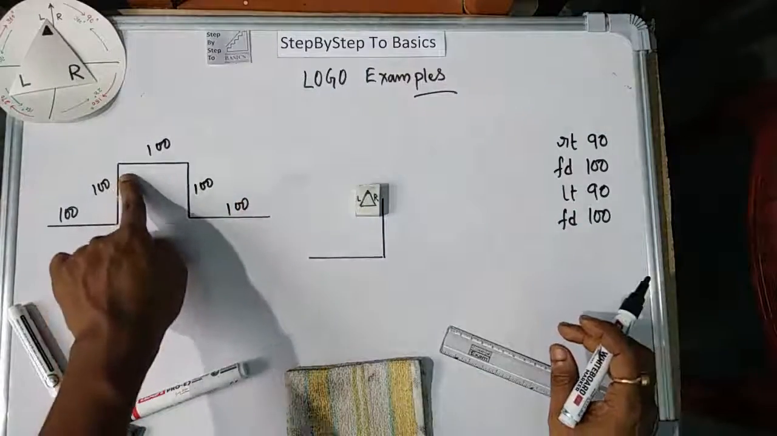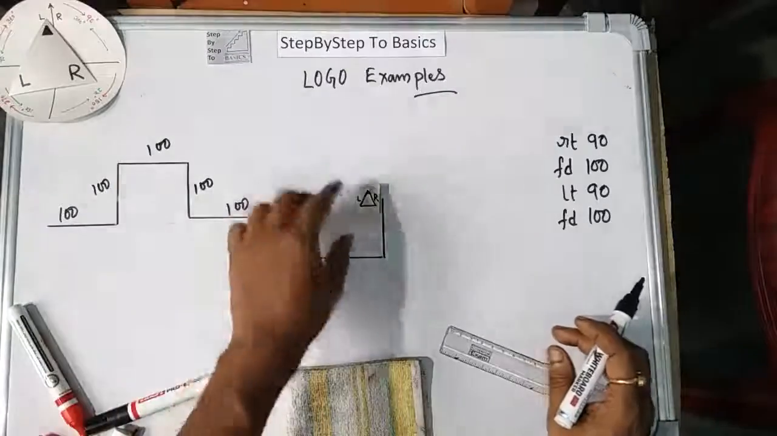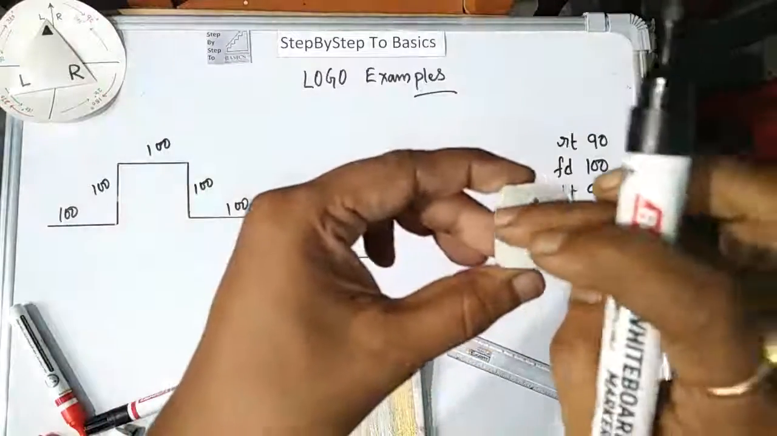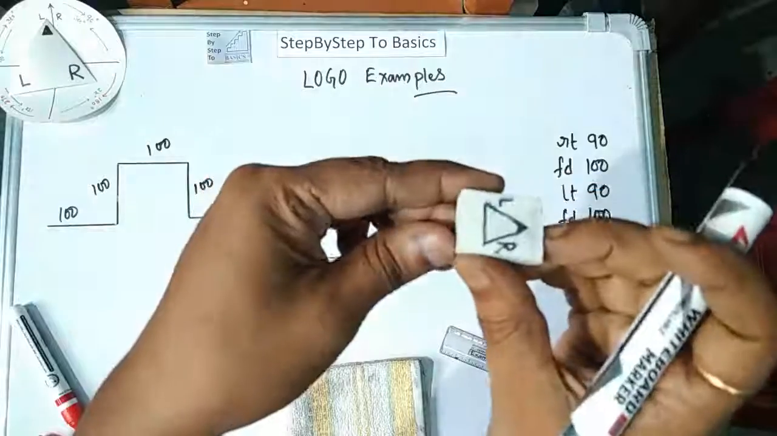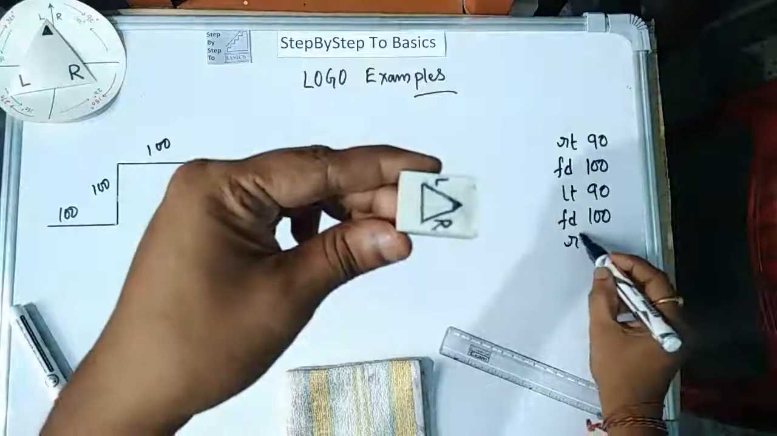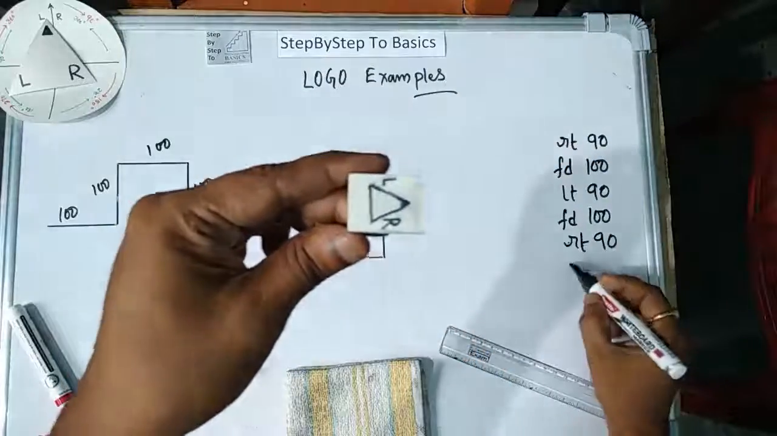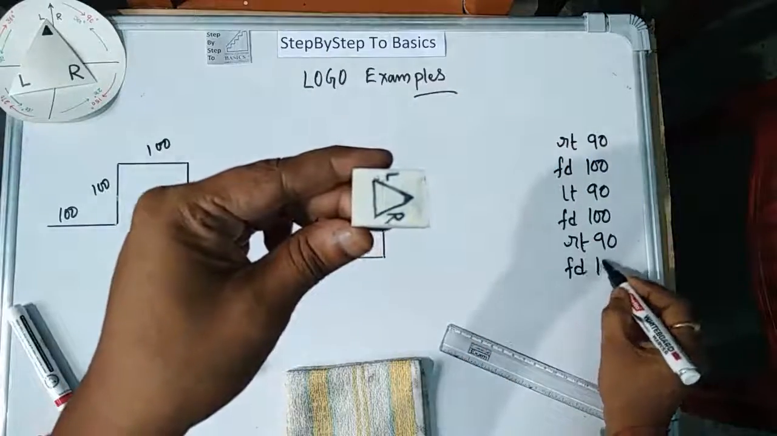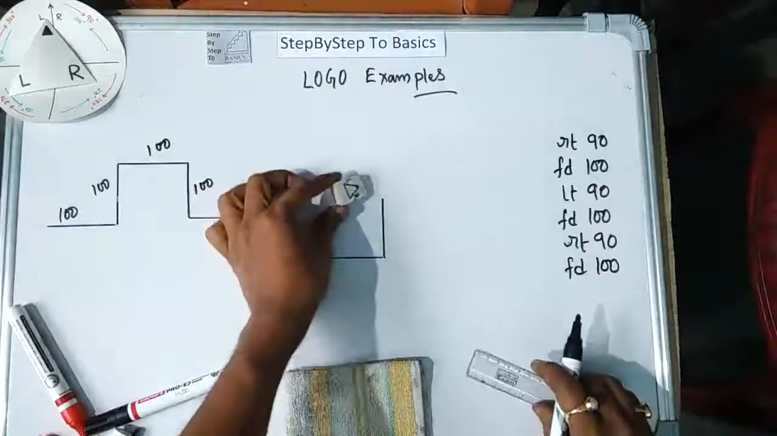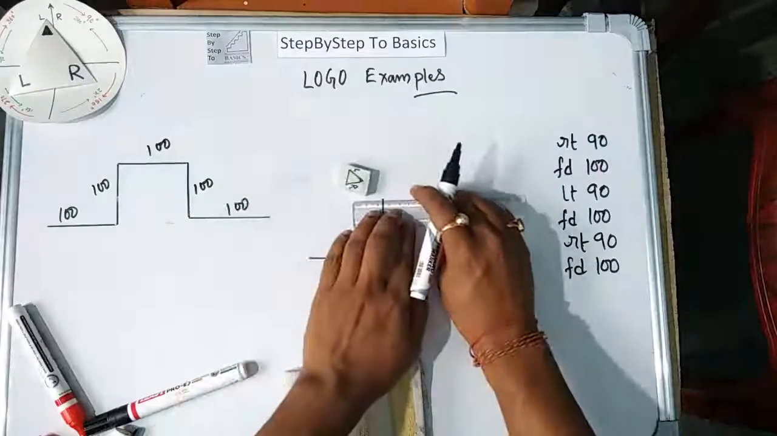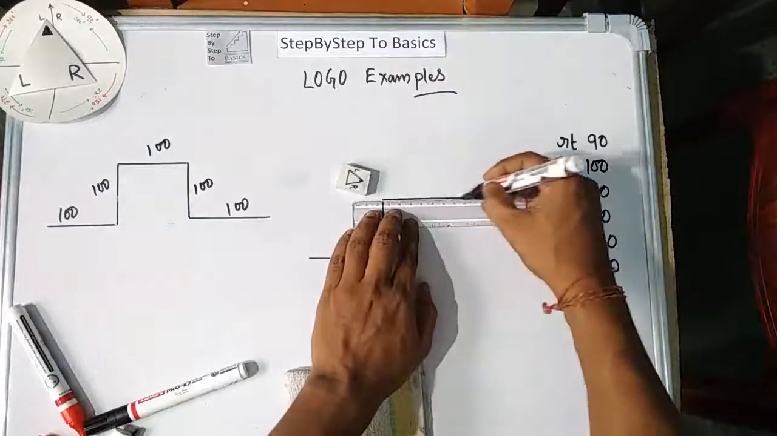Now you can see in this diagram I need to turn this way. So it means not left, right. I need to turn this way. So I will write RT 90. So it will turn this way, not move. FD 100. So this will turn and move 100 steps. So it will be like this.